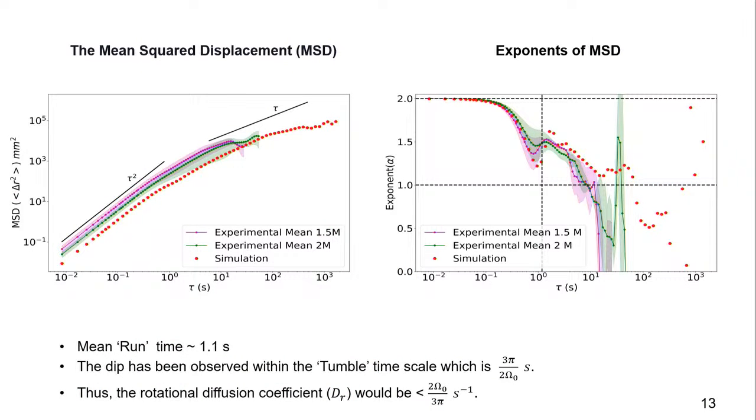Here is a mean square displacement plot, where we see that at the run time there is ballistic motion within 1.1 seconds, and a dip is observed at the tumble time scale. This is the exponent plot. To understand the exponent clearly, we have taken the derivative of the MSD, and the diffusion coefficient should be less than the inverse of the tumble time scale.